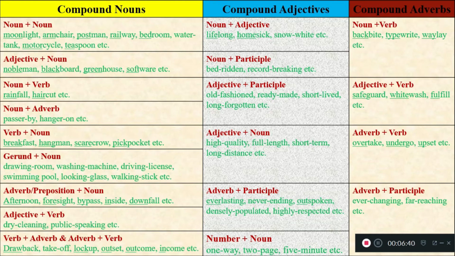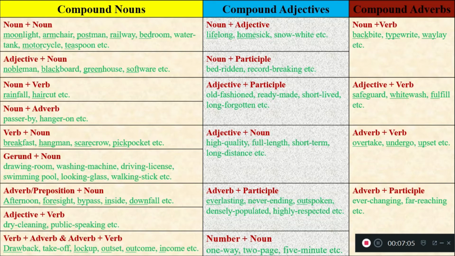Compound adjectives are also formed by adding a noun with a participle, an adjective with a participle, an adjective with a noun, an adverb with a participle, and any number with a noun. Some examples of each category of words are given here also. You are again advised to pause the lecture and look at the examples of each category of words.